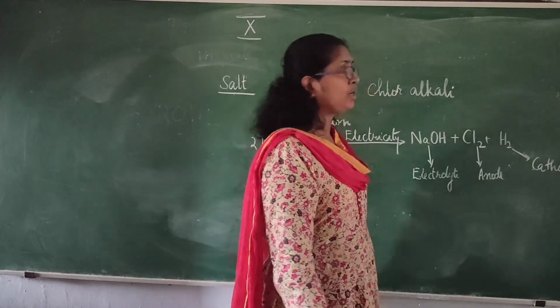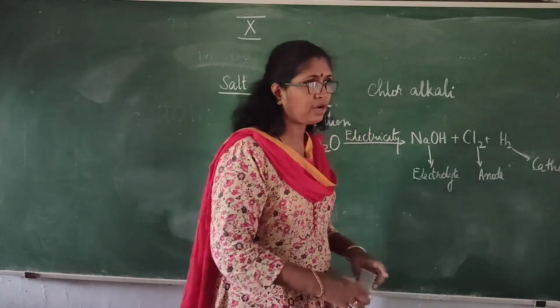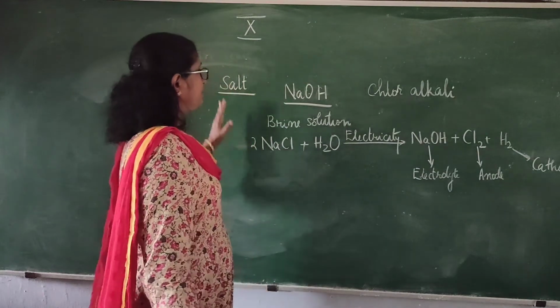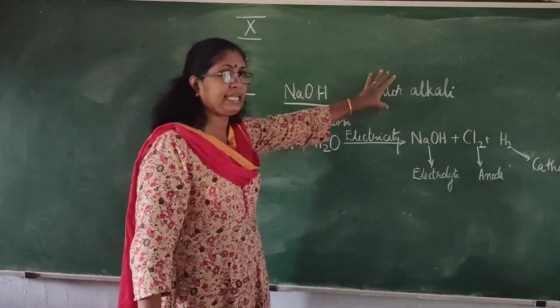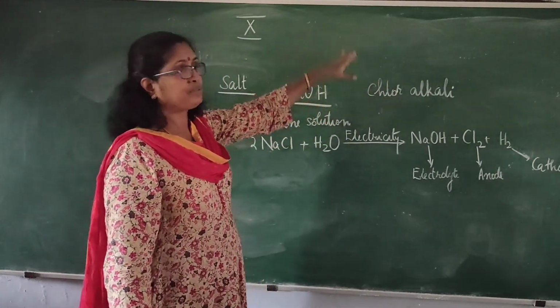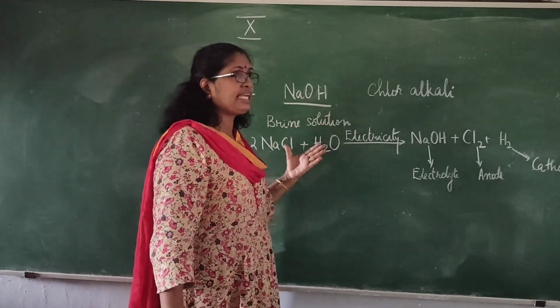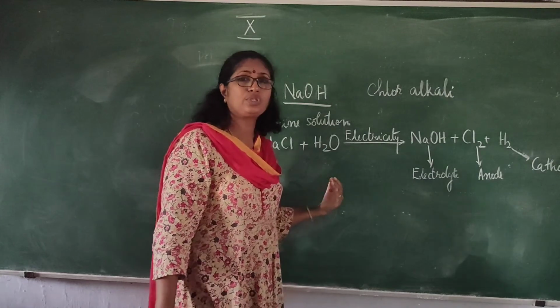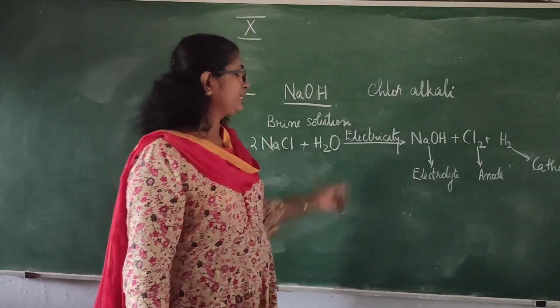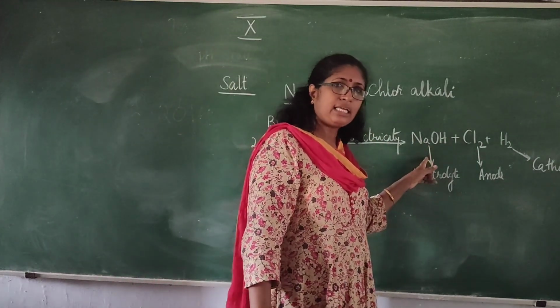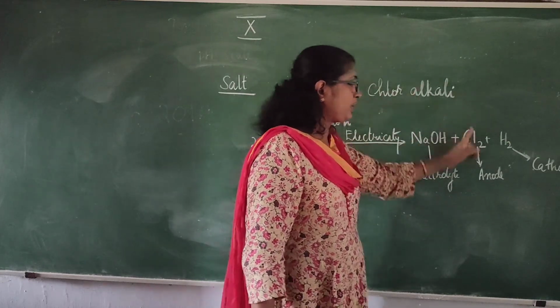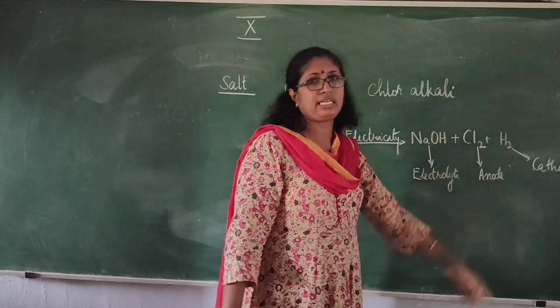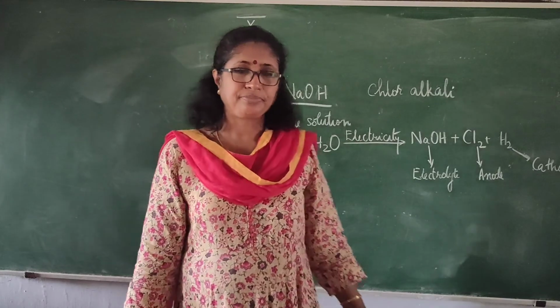Okay. So this is the chlor-alkali process for the manufacturing of sodium hydroxide. What is the chlor-alkali process? Electricity is passed through brine solution, an aqueous solution of sodium chloride. You will get sodium hydroxide in the electrolyte near the cathode, chlorine at the anode and hydrogen at the cathode.